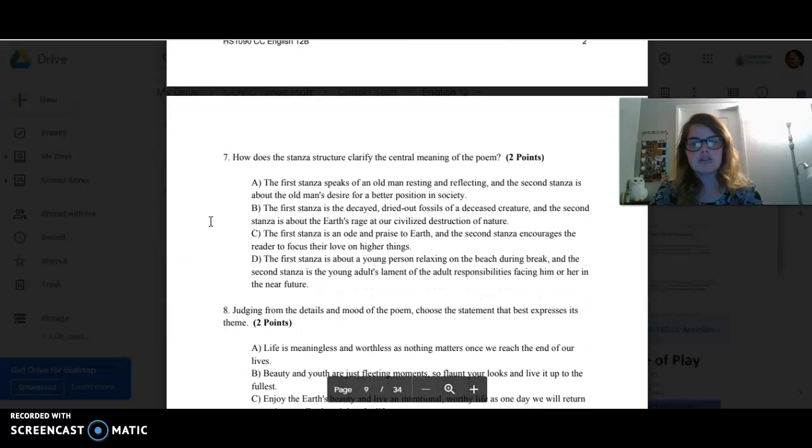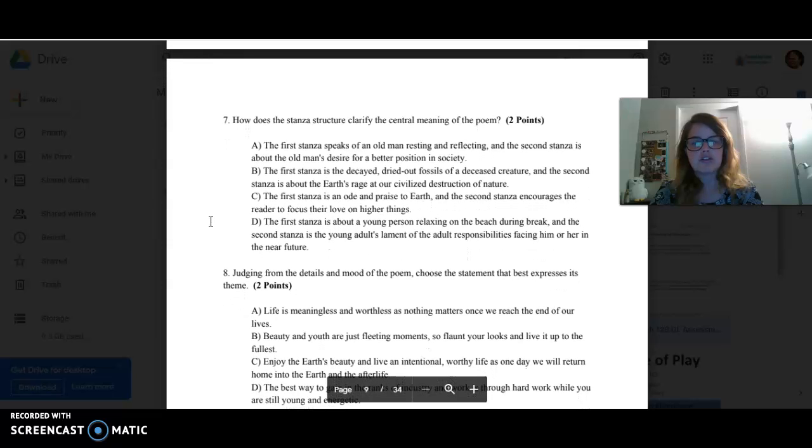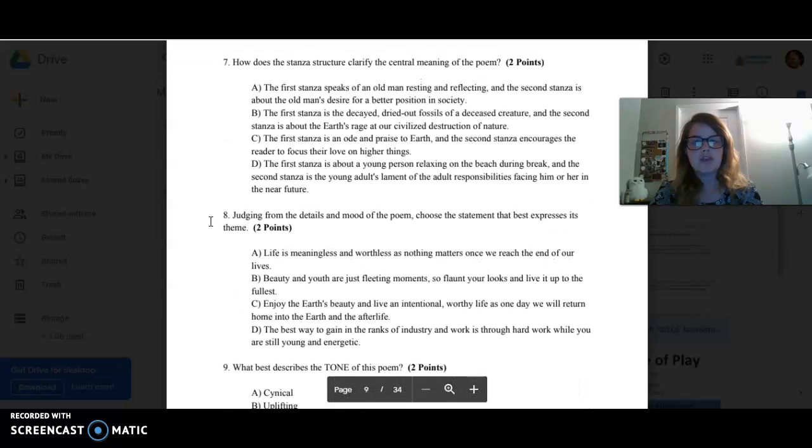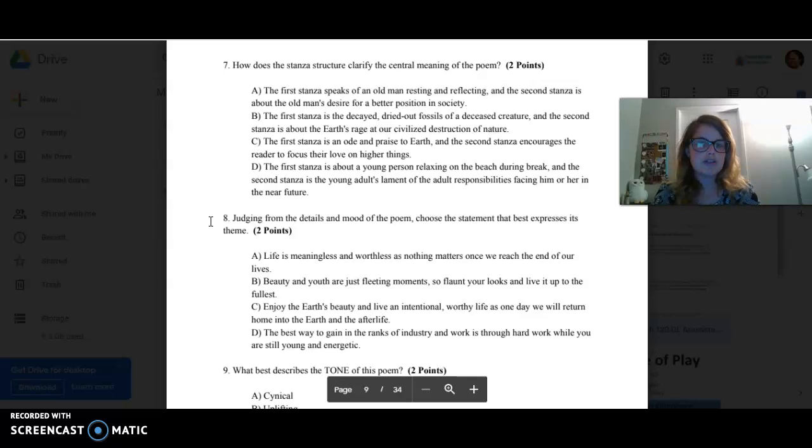Number 7, how does the stanza structure clarify the central meaning of the poem? A, the first stanza speaks of an old man resting and reflecting. The second stanza is about the old man's desire for a better position in society. B, the first stanza is the decayed, dried out fossils of deceased creatures, and the second stanza is about the earth's rage at our civilized destruction of nature.